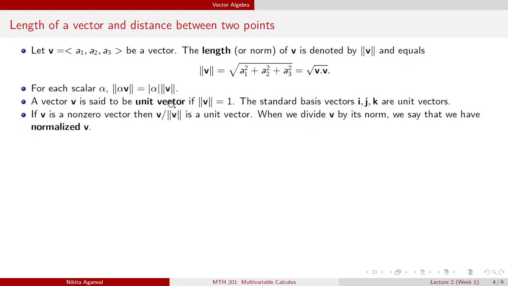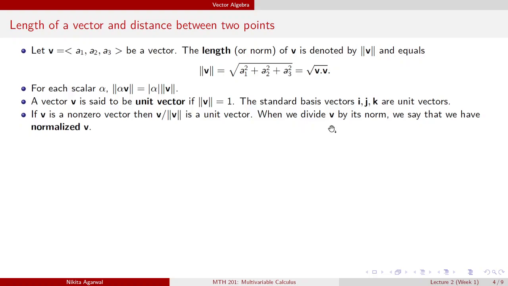But for doing this procedure, you want to make sure that V is non-zero, because if V is a zero vector, then the length of V is 0. So if the length of V is 0, you can't divide V by the number 0. So it doesn't make sense. So you do this only when V is a non-zero vector.